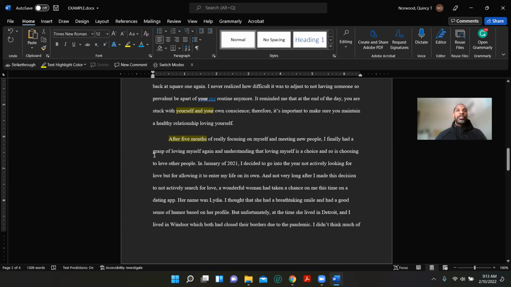In January of 2021, again, more specific dates, and you don't have to say January 3rd, 2021, but January 2021, that's good. Or winter, you can even make it more broad, like winter of 2021. That'll work too. But just be specific. I decided to go into the year not actively looking for love, but allowing it to enter my life on its own. Okay.